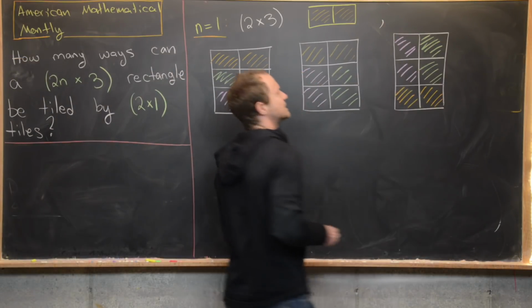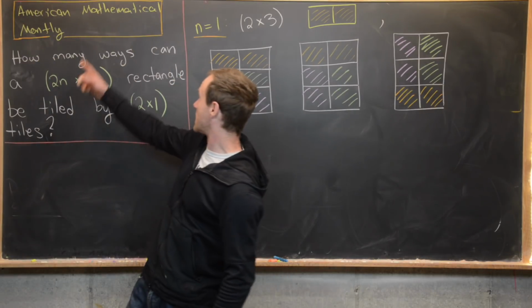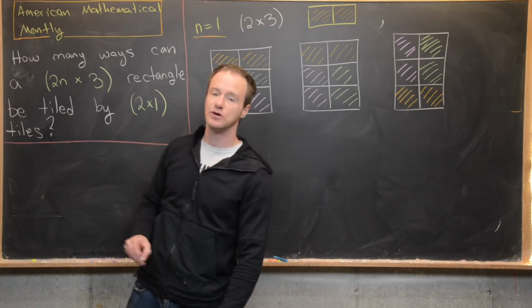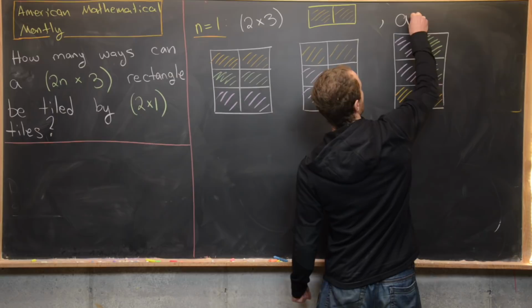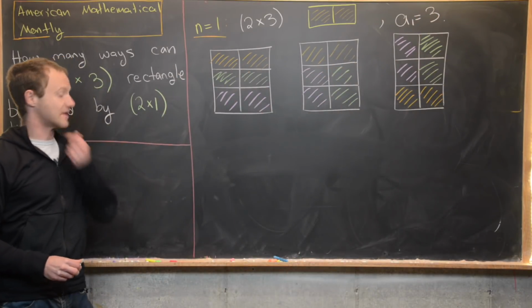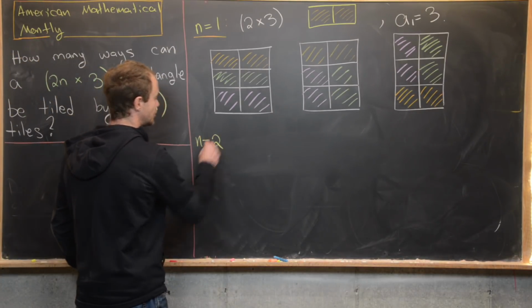So let's use the notation that a sub n is this number right here, the number of ways a 2n by 3 rectangle can be tiled by 2 by 1 tiles. So here we'll say that a sub 1 is equal to 3. So there are clearly 3 methods. Now let's look at the next case, the n equals 2 case.